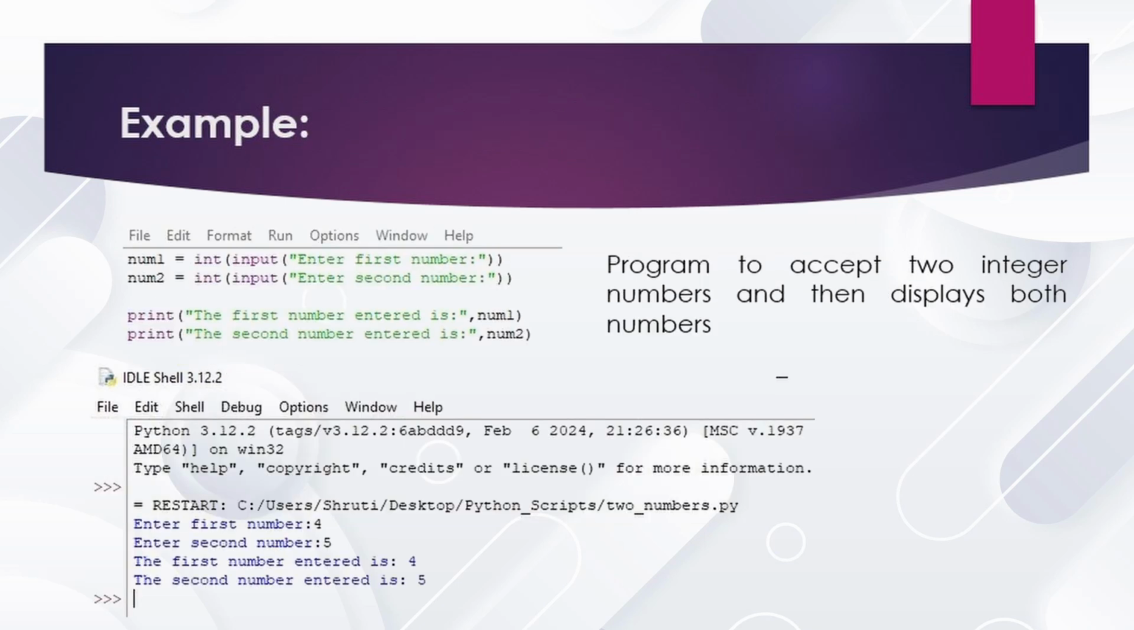Let us look at a few more examples using the input function. Let us look at this program which is used to input two integer numbers and display both the numbers. In this program, the user is prompted to enter two numbers. Each input is converted to an integer using the int function and stored in num1 and num2 variables. The program then displays both numbers using the print function.